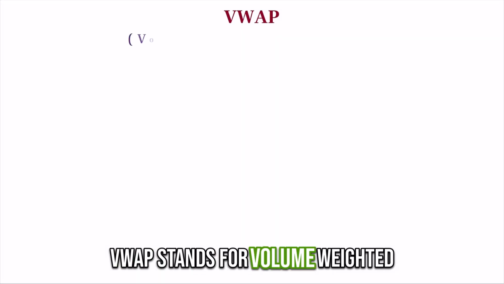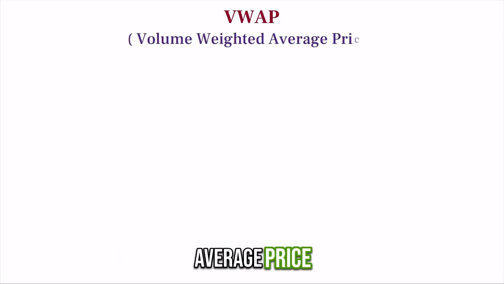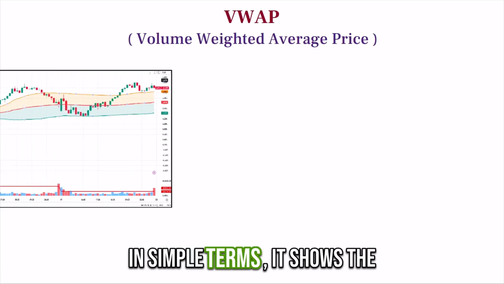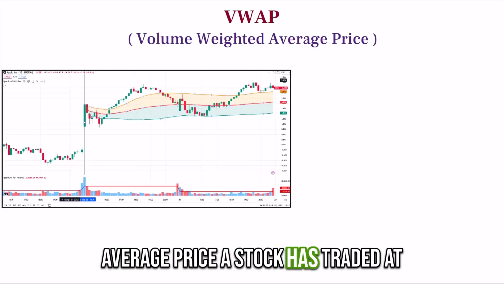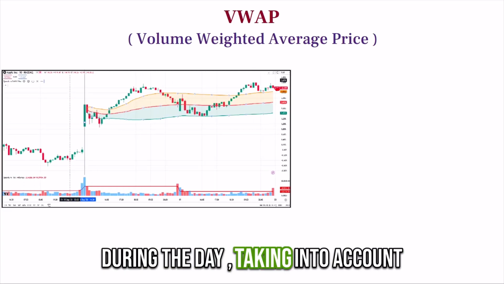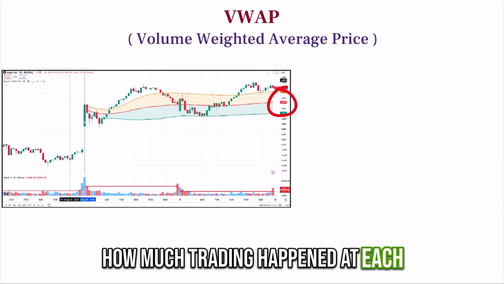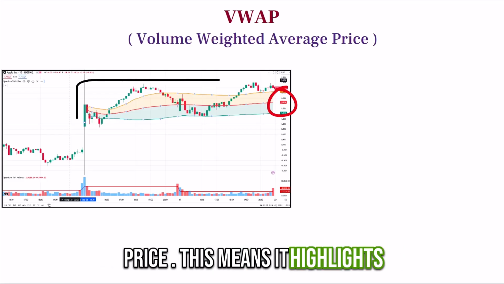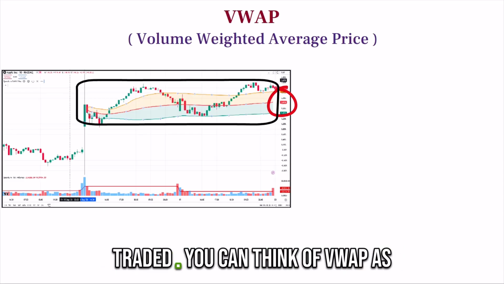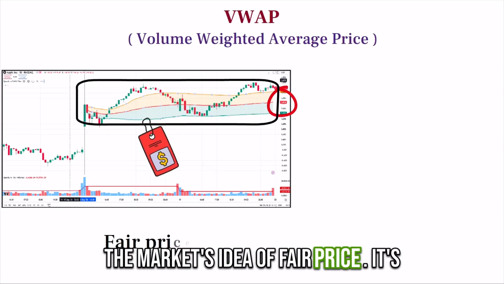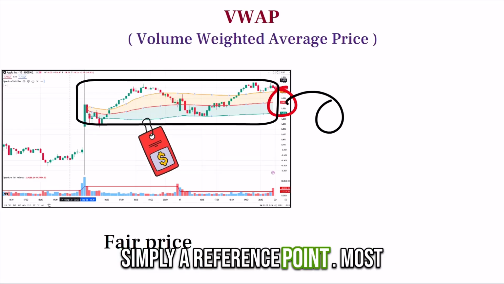VWAP stands for volume weighted average price. In simple terms, it shows the average price a stock has traded at during the day, taking into account how much trading happened at each price. This means it highlights where most of the money is being traded. You can think of VWAP as the market's idea of fair price. It's simply a reference point.